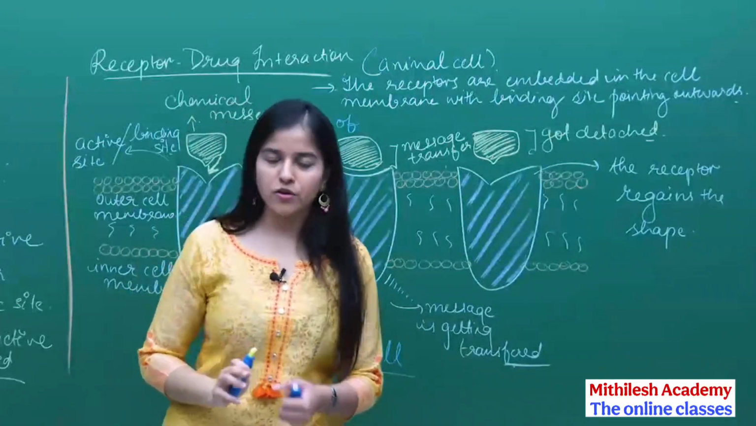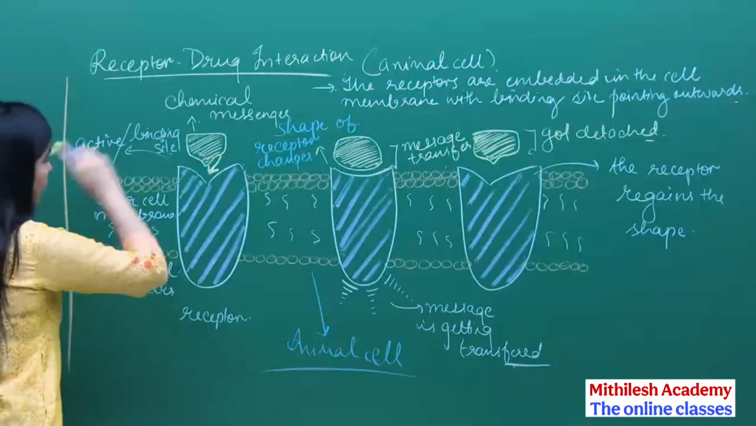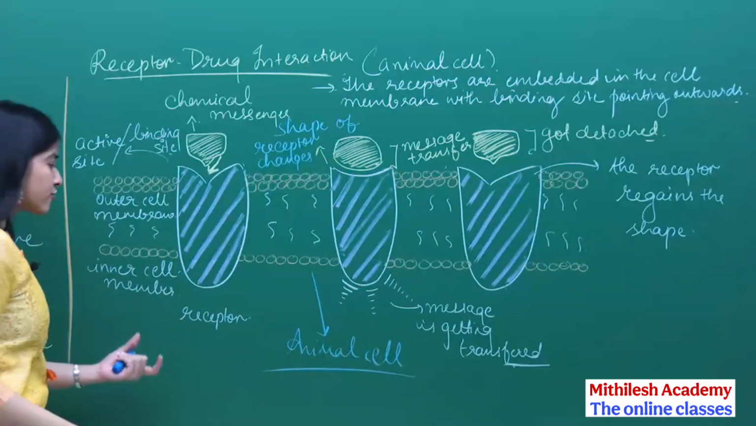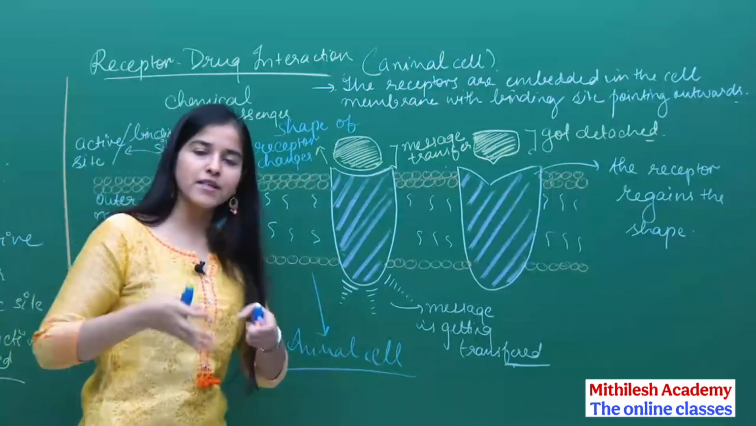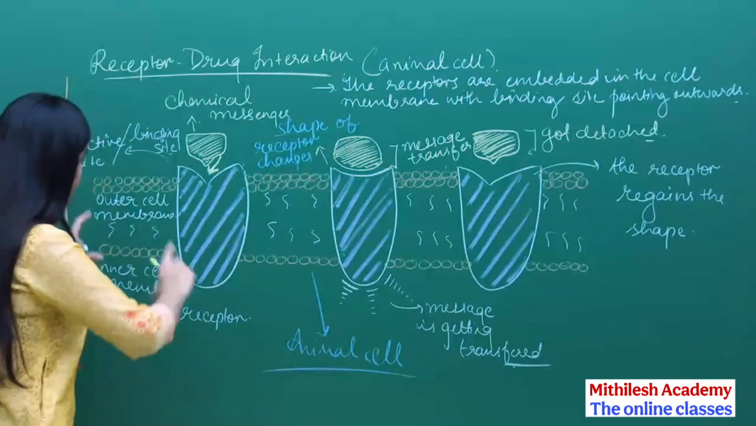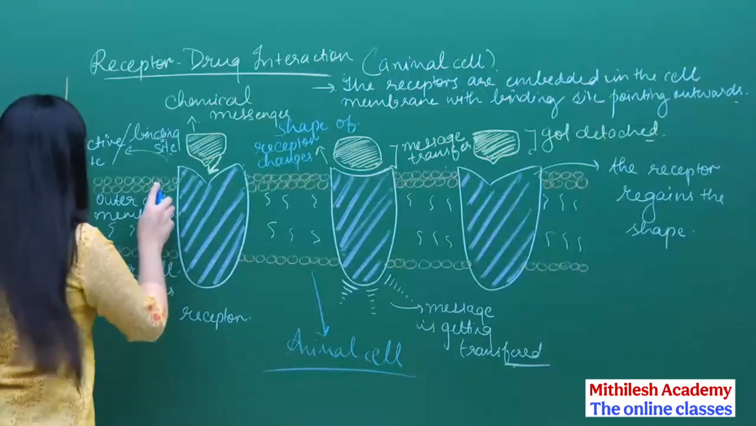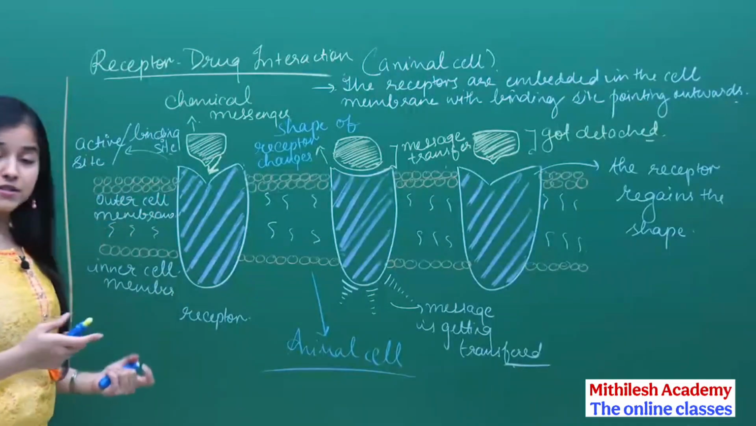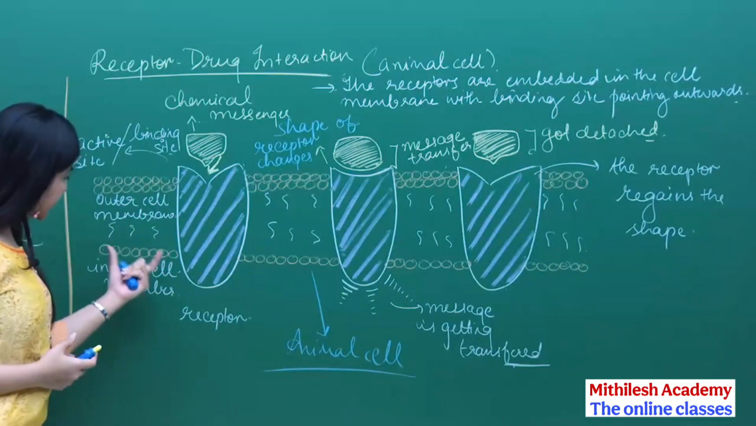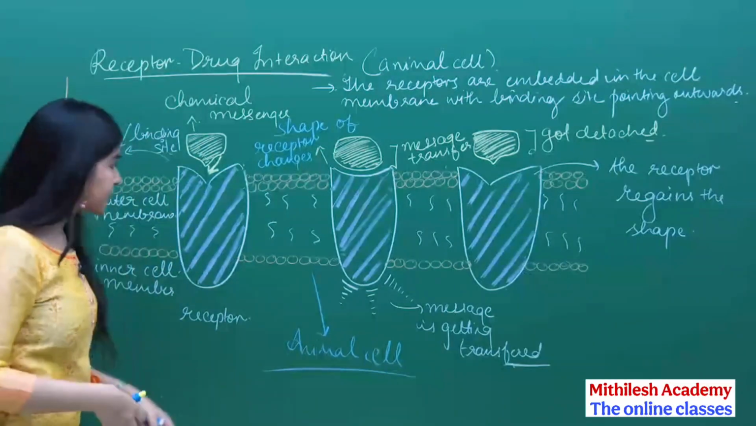Let me just repeat the process, and I am also going to write the process as well. So here what will happen? First of all, I need to have an idea how the receptor is actually embedded within the cell membrane. So this is nothing but the outer walls, or I can say the cell membranes. This very membrane is the outer cell membrane of the animal cell. This is the inner cell membrane. That is how the receptor is embedded within it.